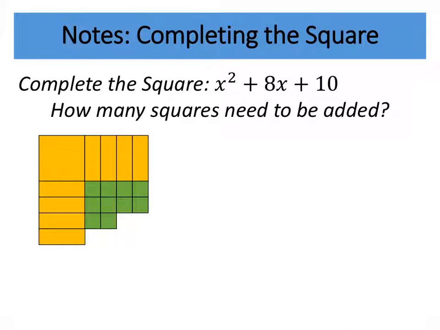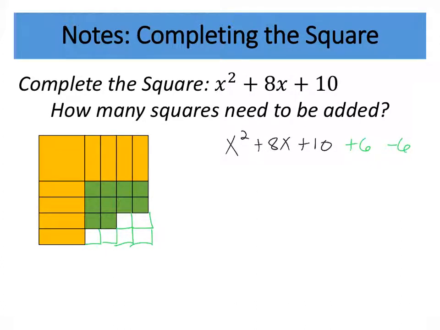So I can't just leave you there. We're going to do one more, just to see how it goes. So currently it looks like we've got x squared plus 8x plus 10. How many more squares do we need to complete this square? Well, we need 1, 2, 3, 4, 5, 6 more squares to complete this. So I'm going to add 6 and subtract 6. So x squared plus 8x plus 10, I've got to add 6 and subtract 6.